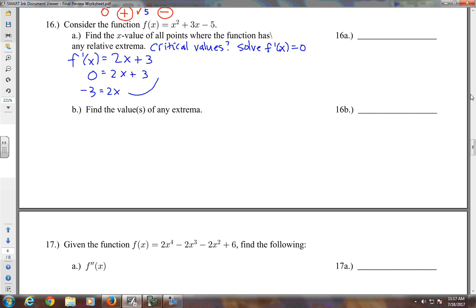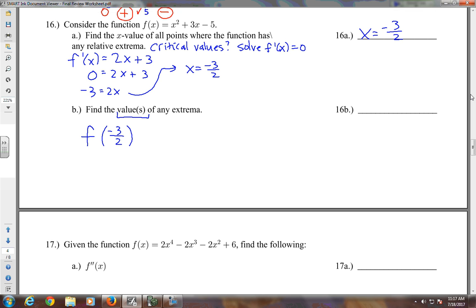Divide both sides by 2. We would end up with x equals negative 3/2. We don't know at this point if this is leading to a maximum or a minimum. It's simply a potential location for a maximum or a minimum or a relative extrema. If it's a max or a min, how would I find the value of that max or min?